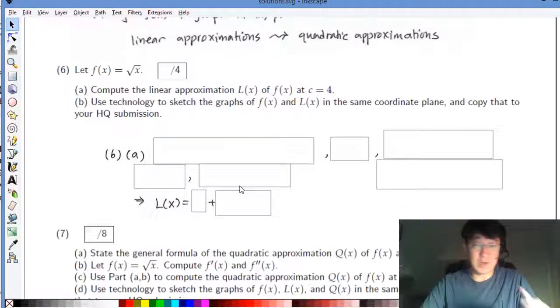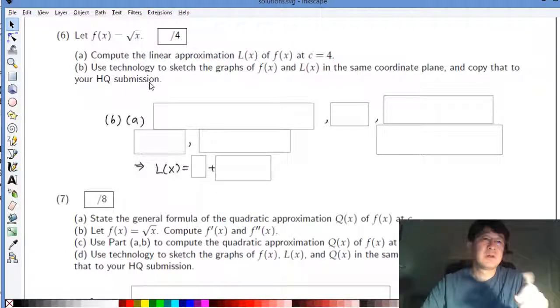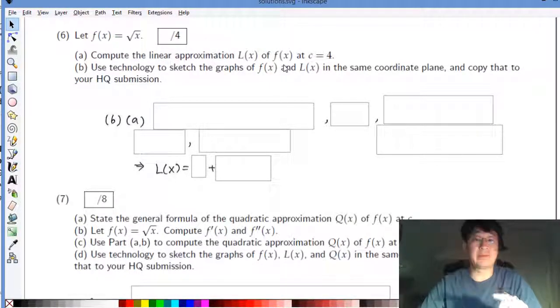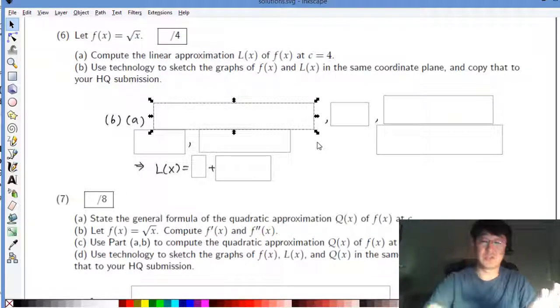The next part is a more computational problem, and see how you experience this. The function is given by square root of x. Part A: compute the linear approximation L of x of a function f of x at c equals 4. So the solution is over here. The first part is actually stating the general formula of linear approximation, not actually using anything like c equals 4. It's a general formula.